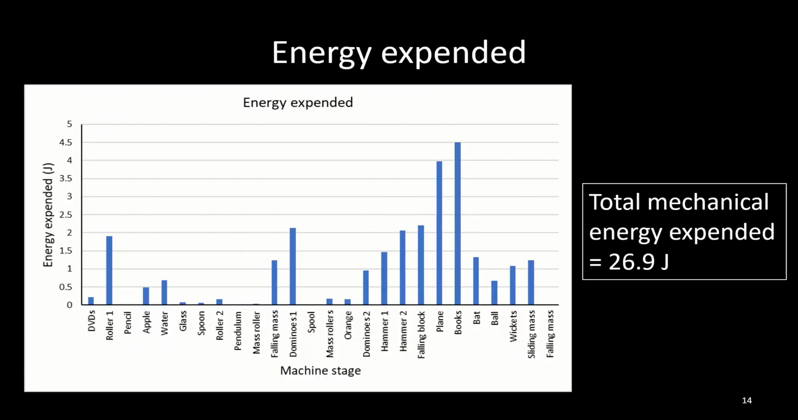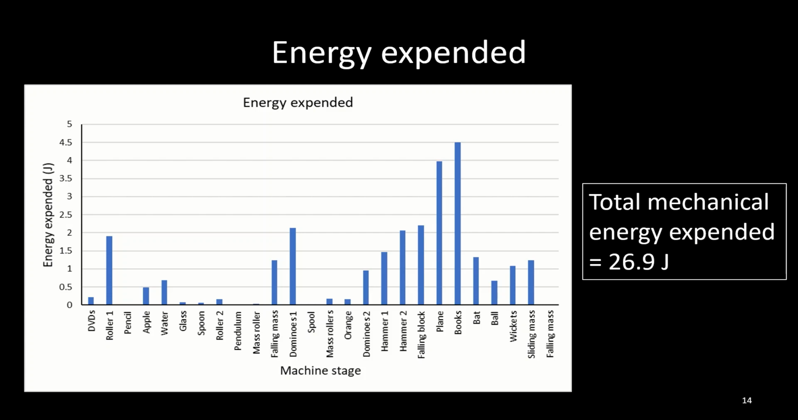Just to see how that breaks down, this is each stage separated out. You see there's a large collection towards the end, where there were either lots of elements, such as the dominoes or the books, or quite heavy elements involved, such as the hammers falling, or a large height difference, such as the toy plane. Oops. Okay, now, the total mechanical energy that's been expended is 26.9 joules.